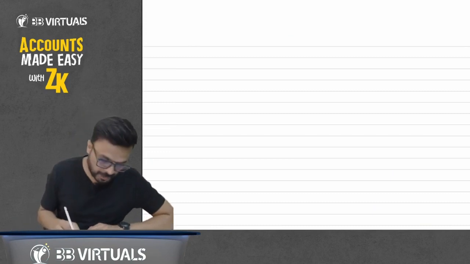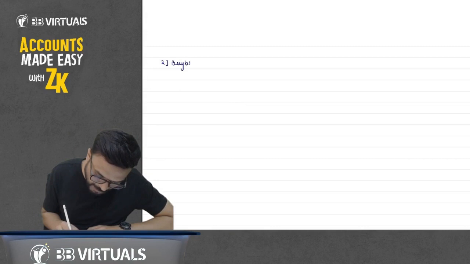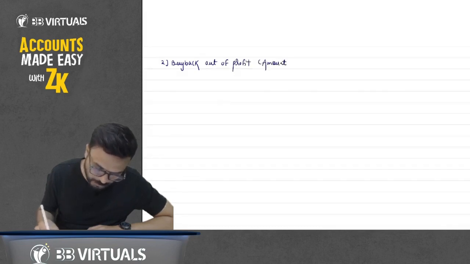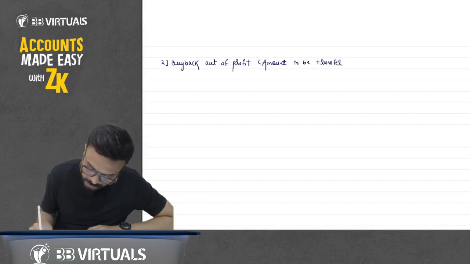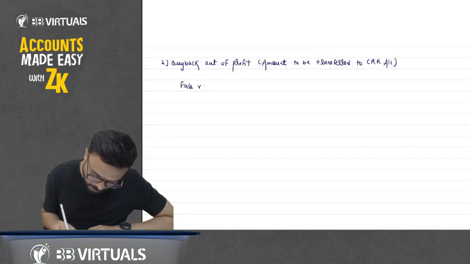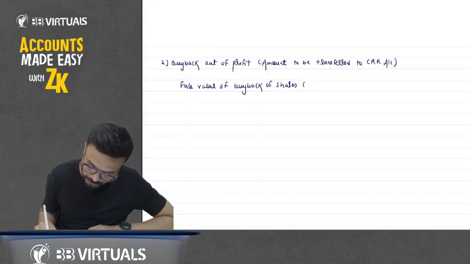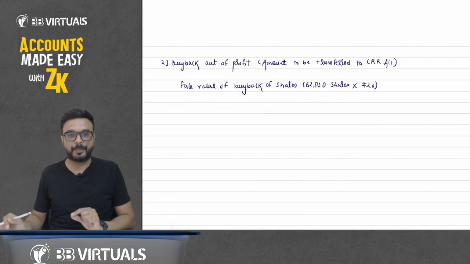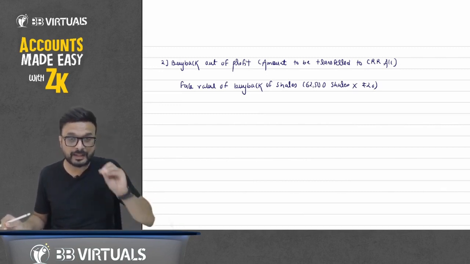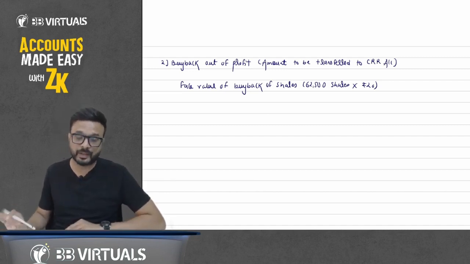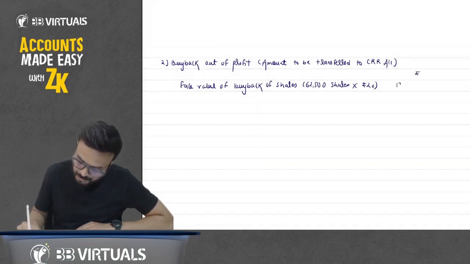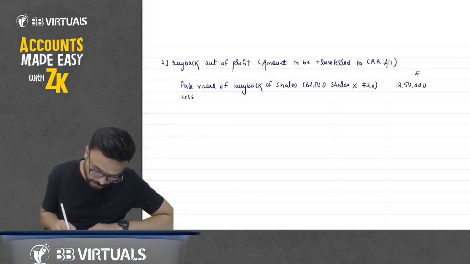Now second, how much is out of profit? Write down here, second, buyback out of profit, that is the amount to be transferred to CRR account. Write down here, face value of buyback of shares. We are doing buyback of 62,500 shares and the face value is 20. Why have I written face value? Whenever I talk about a decrease or increase in capital, we always talk about face value only because we record capital at face value only. So 62,500 multiplied by 20 comes to 12,50,000, less out of issue of shares.